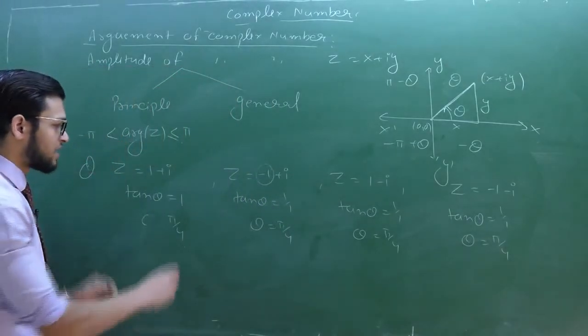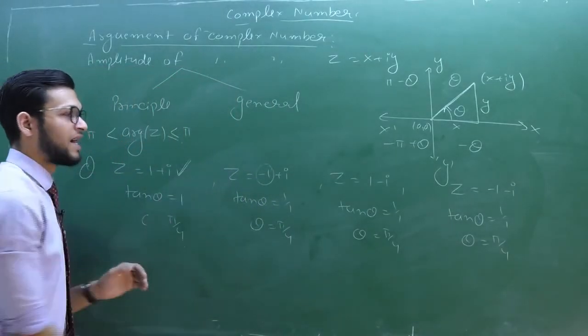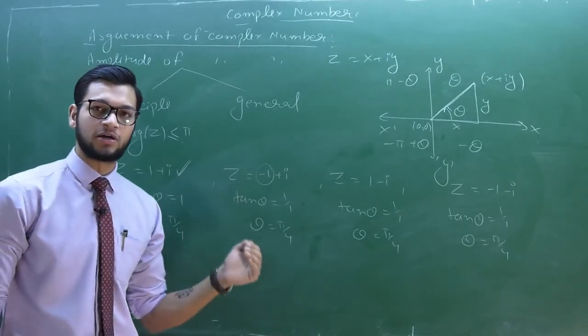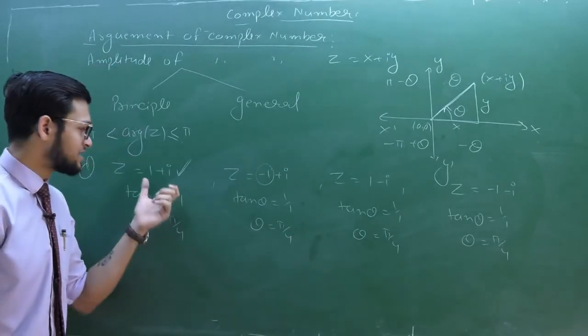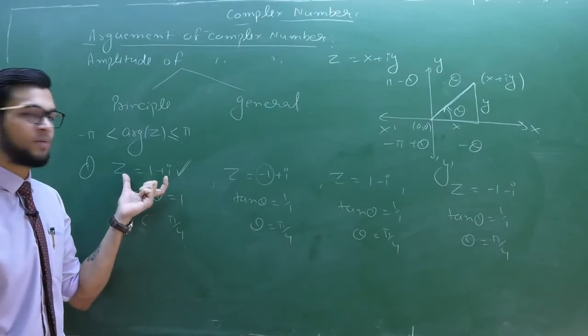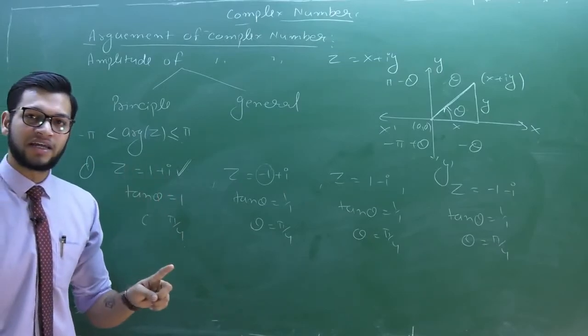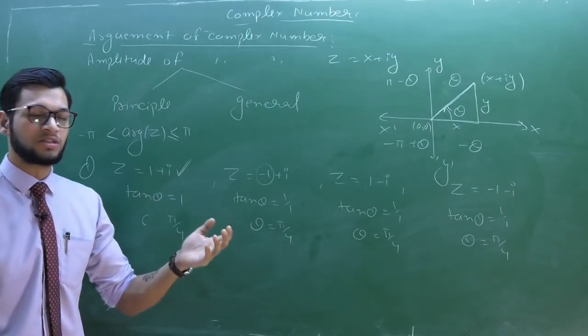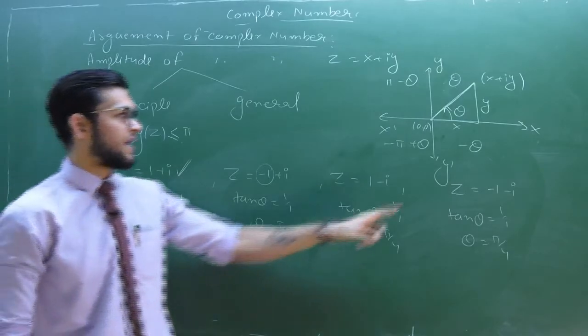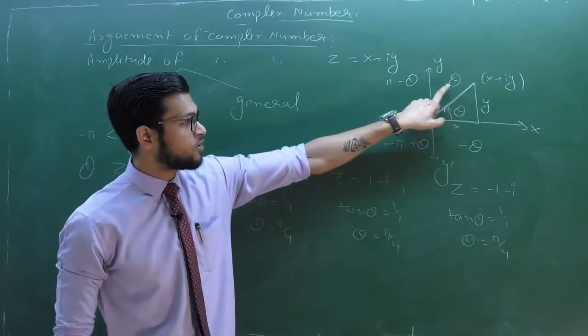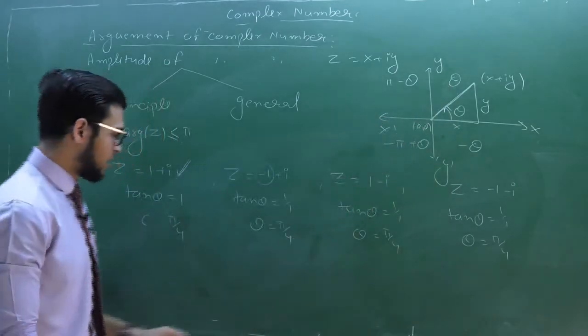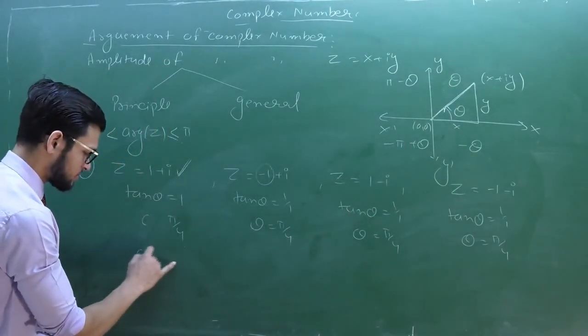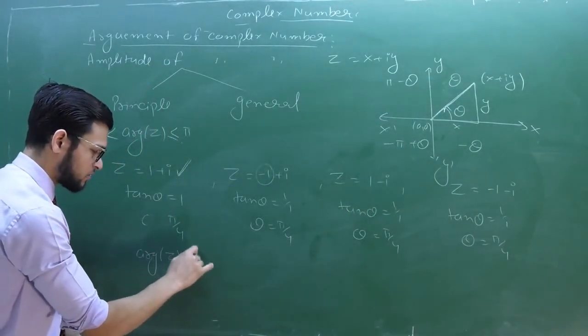Now you need to check whether this complex number lies in the first quadrant, second quadrant, third quadrant or fourth quadrant. We can clearly say that in this complex number the real part is positive and the imaginary part is also positive. It means this complex number lies in the first quadrant, so the argument of z will be equal to theta. Now the answer will be pi by 4. Argument of z will be equal to pi by 4.